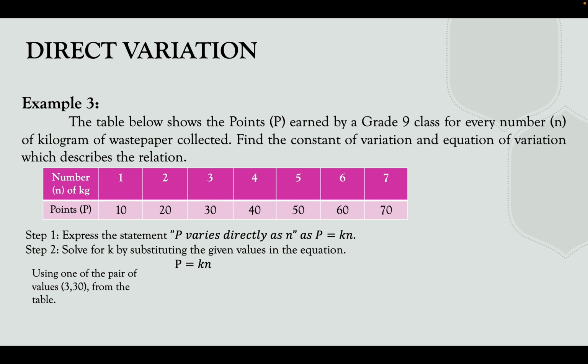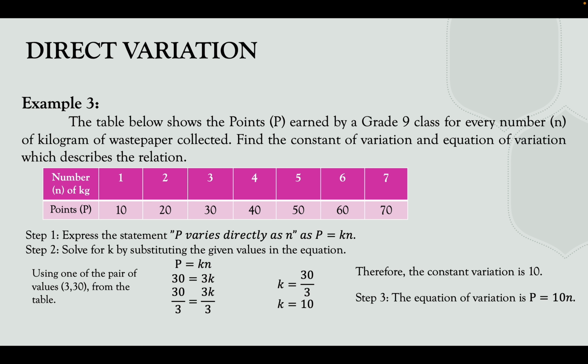So substitute. We have N as 3 and P as 30. So we have 30 is equal to 3 times K. Divide both sides by 3. So we will get K is equal to 30 divided by 3. So 30 divided by 3, we have our constant of variation, 10. That means our equation of variation will be P is equal to 10 times N.